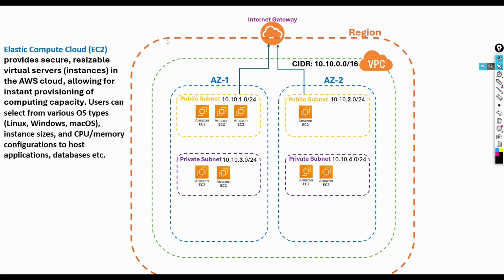The outer orange box is nothing but the region. Inside the region, we have the green box, which is the VPC. Within the VPC, we have AZ1 and AZ2, two data centers. Inside the AZ, we have the public subnets and private subnets. And inside the subnet, we have EC2 instances, where the actual servers or VMs run.